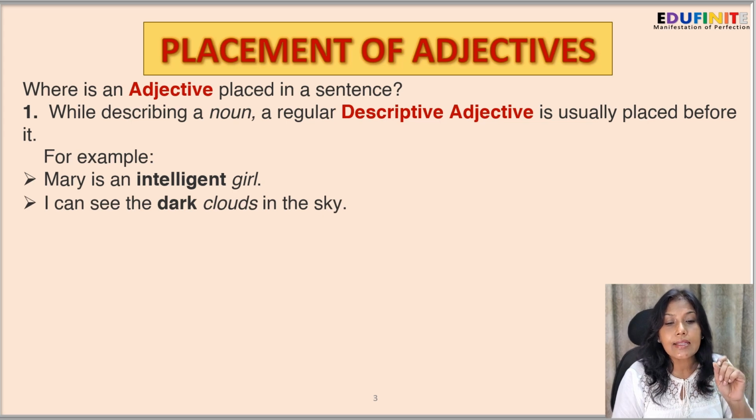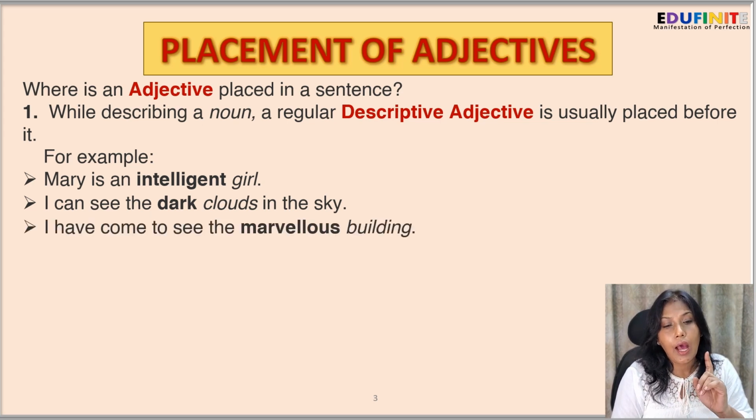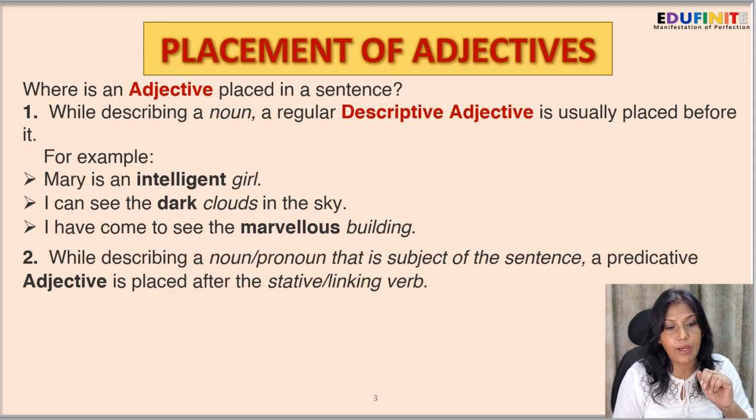Next, I can see the dark clouds in the sky. Here too, the adjective dark is placed before the noun clouds. Now, I have come to see the marvelous building. Here, the word marvelous is telling us more about the building. What type of building is it? It's a marvelous building. So, now here too, the position of the adjective is just before the noun it is describing.